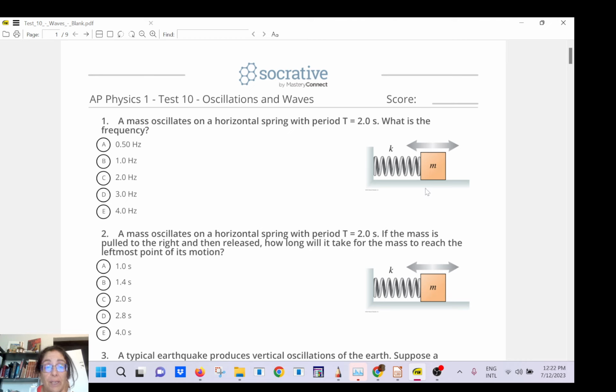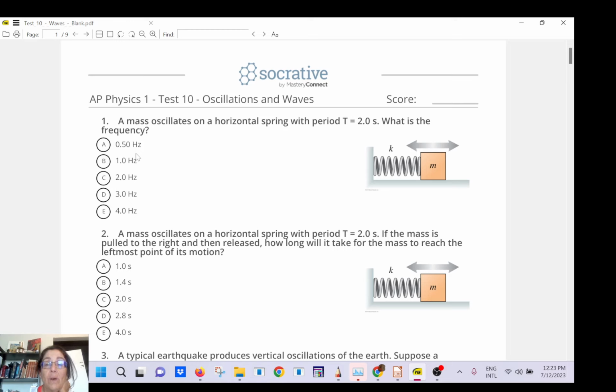So first one, very easy. You have a spring attached to a mass and it oscillates back and forth. So it's a simple harmonic oscillator. The period is given and they are asking to find the frequency. So it's just definition. Frequency is not half, but 1 over the period. So it's a reciprocal, and 1 over 2 is 0.5 hertz.